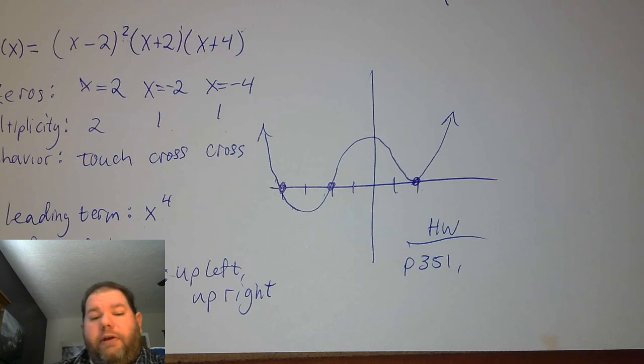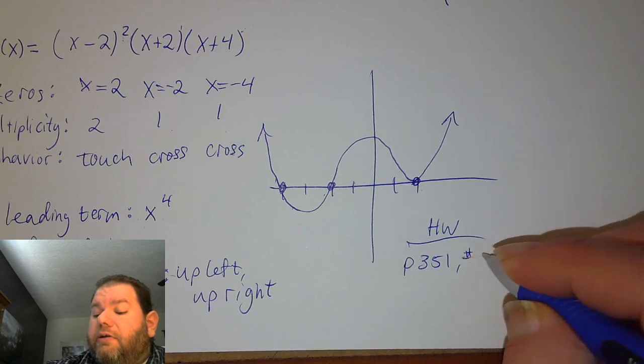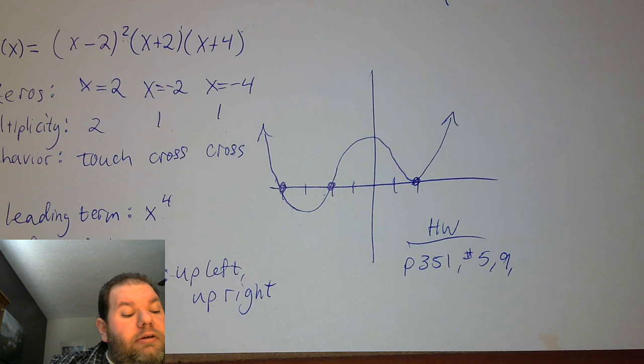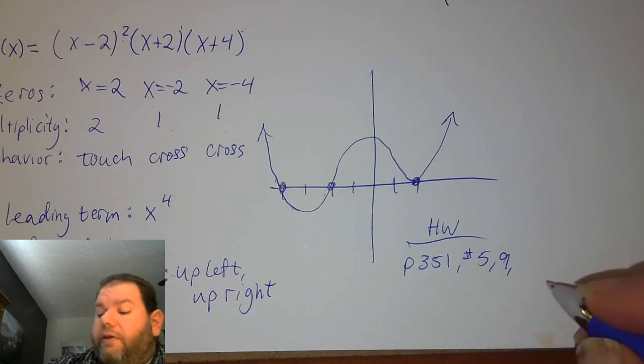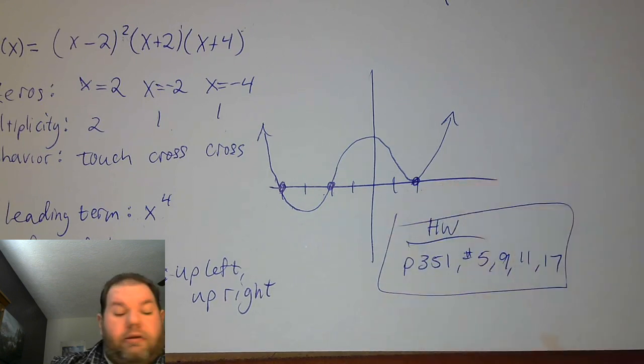Oh yeah, oscilloscopes is all about wave functions, exactly. Let's see, let's do number 5. Ooh, 9 would be good. 5 and 9. And then 11 and 17. That should be good practice.